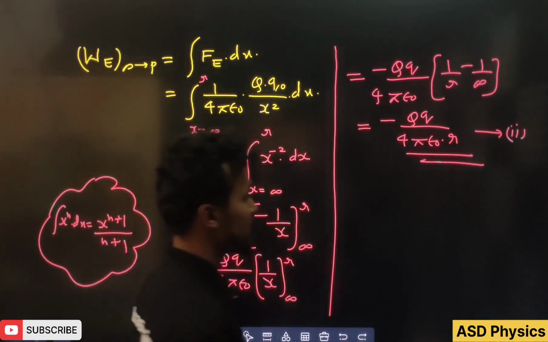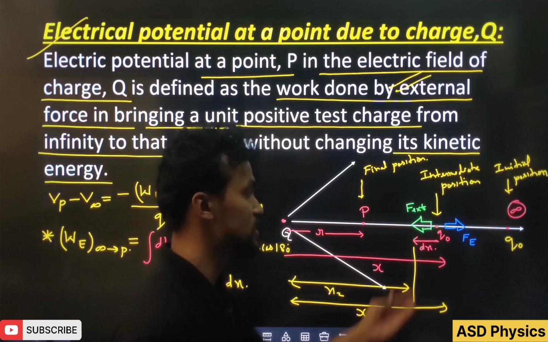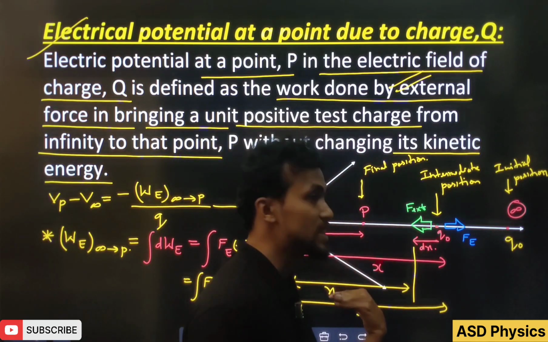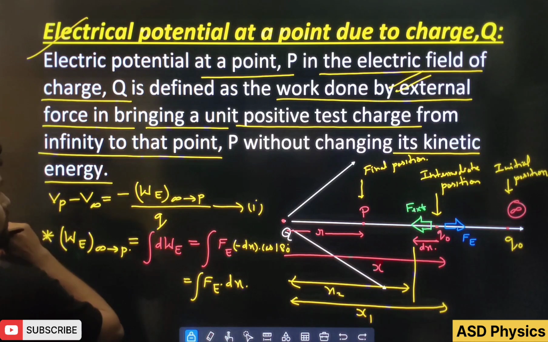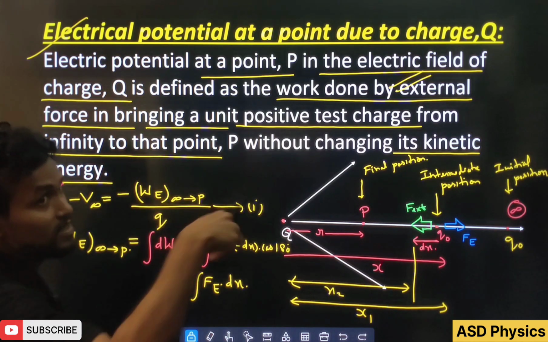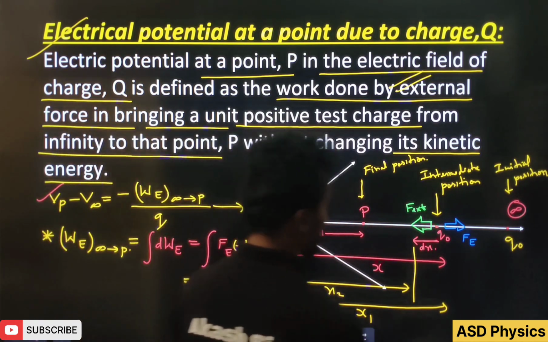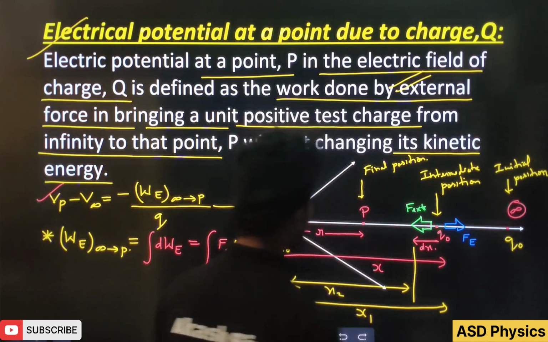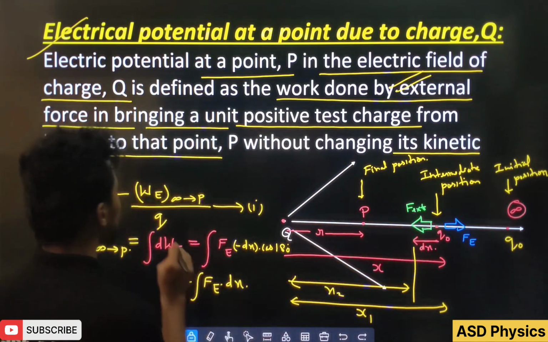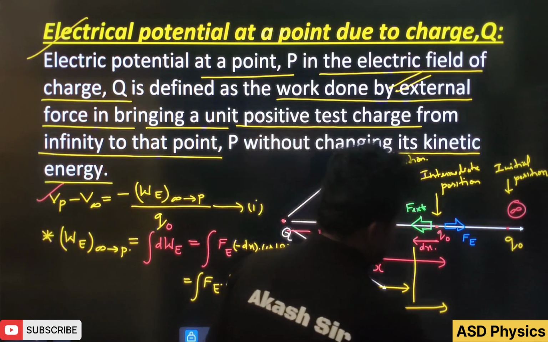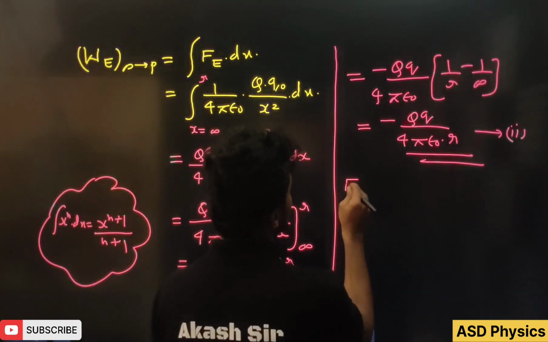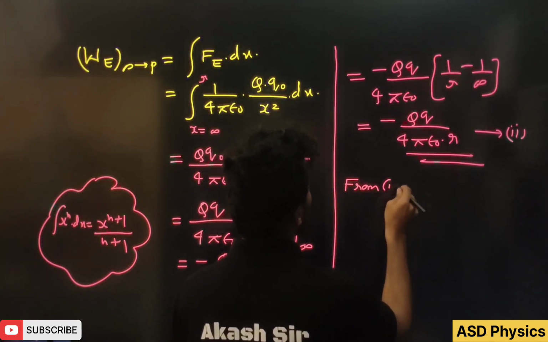You can see here negative is coming. Why is negative coming? Because the force is in that direction and the displacement is in that direction. Now students, we will use equation 1 and equation 2. Here I have taken the charge Q naught, because this charge is Q naught, students.